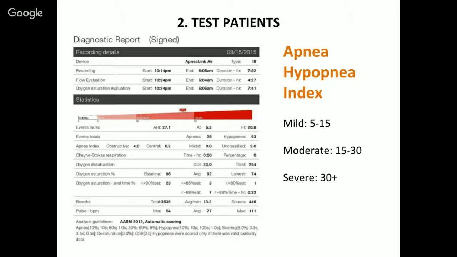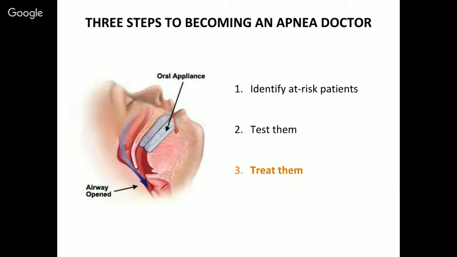And then severe is plus 30. That means 31 or more. That means 31 or more times per hour they have apneic events going on, and it is tremendously terrible. Tremendously terrible. All right. So now with that in mind, let's talk about the third level here. Let's talk about treatment. Okay.